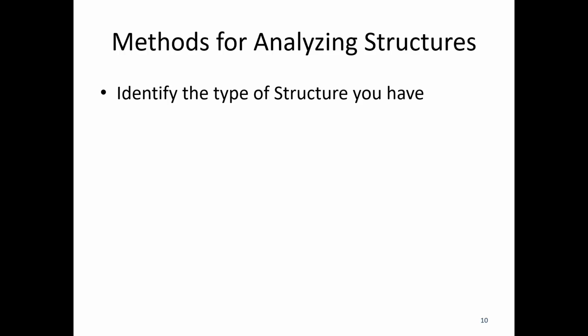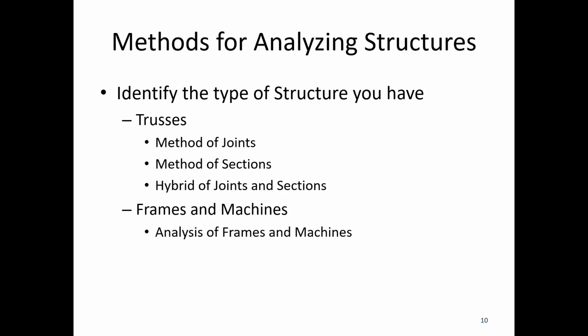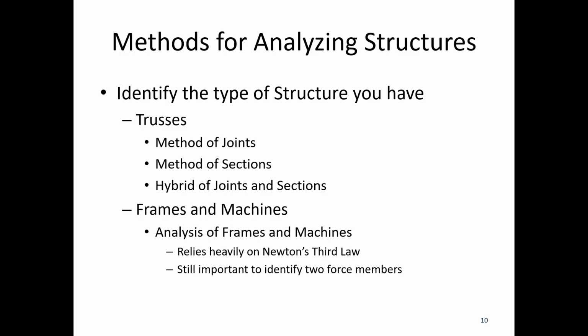So overall, methods for analyzing structures. We first want to identify the type of structure that you have. For trusses, we're going to have the method of joints, the method of sections, or we can have a hybrid of the method of joints and method of sections. For frames and machines, we've got a separate analysis method. There's no real title for this method, it's just the analysis of frames and machines. It's going to rely heavily on Newton's third law, and it's still going to be important to identify the two-force members for this as well.